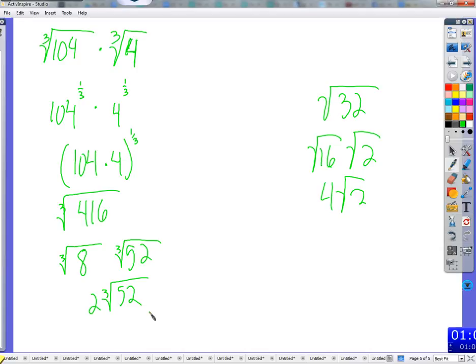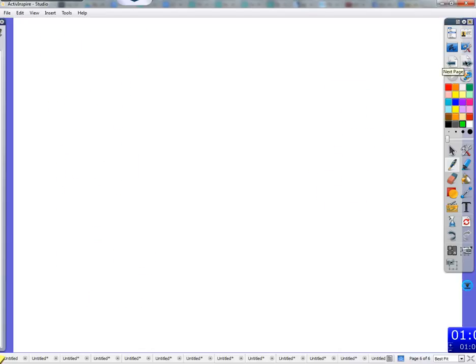It shouldn't simplify anymore if we're doing our work right, because we tried all the biggest cubes possible. But you can try 52. There are not many things that can go into 52 that are cubes. It really comes down to manipulating things with rational exponents, combining expressions with rational exponents, and simplifying them.